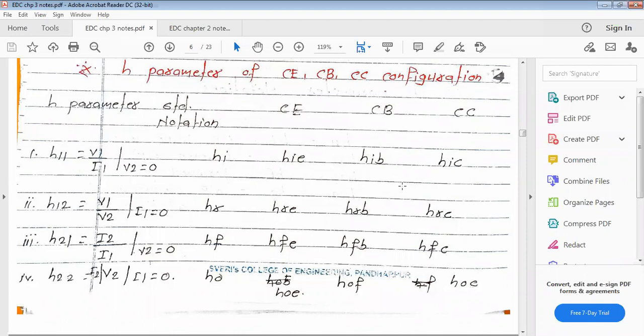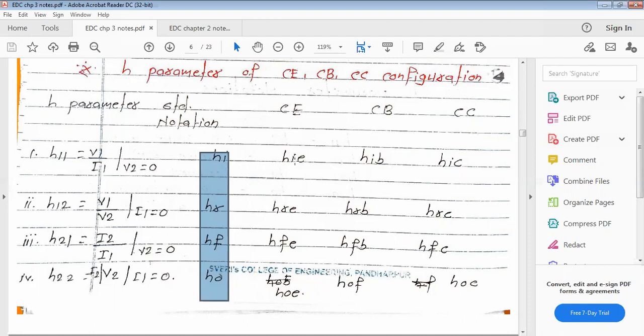So we have only 4 parameters, but according to which terminal is common, we just change the representation. If it is a common emitter, HIE. If it is a common base, HIB. If it is a common collector, it is HIC. So first you have to know what is HI.